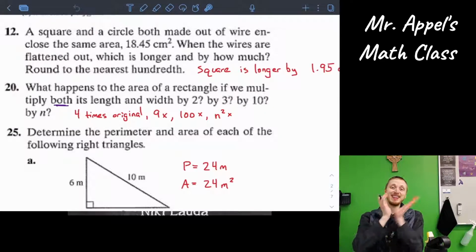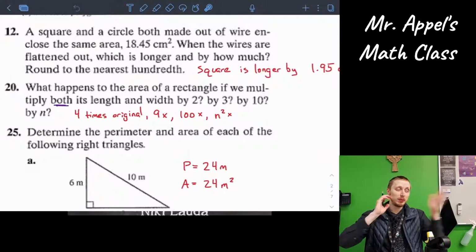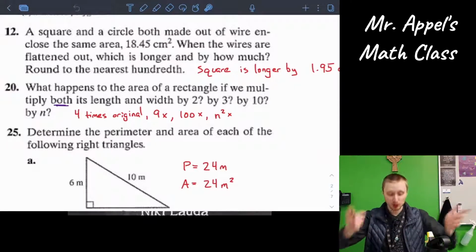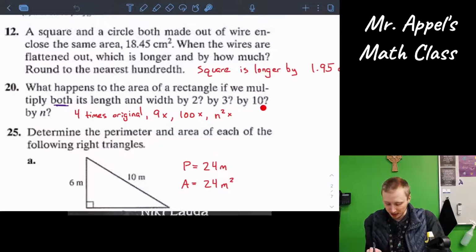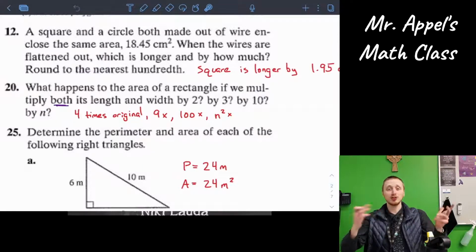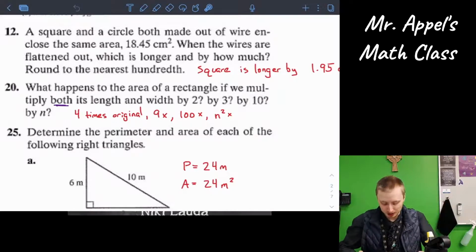But now I make the length and the width double and then double again, times 2 times 2. So for a total of times 4. Right? If I multiply both sides by 3, 3 times 3 is 9 times the area. By 10, I get 100 times the area. By any amount n, I get n squared times the area. That's the relationship between a linear versus a quadratic quantity.